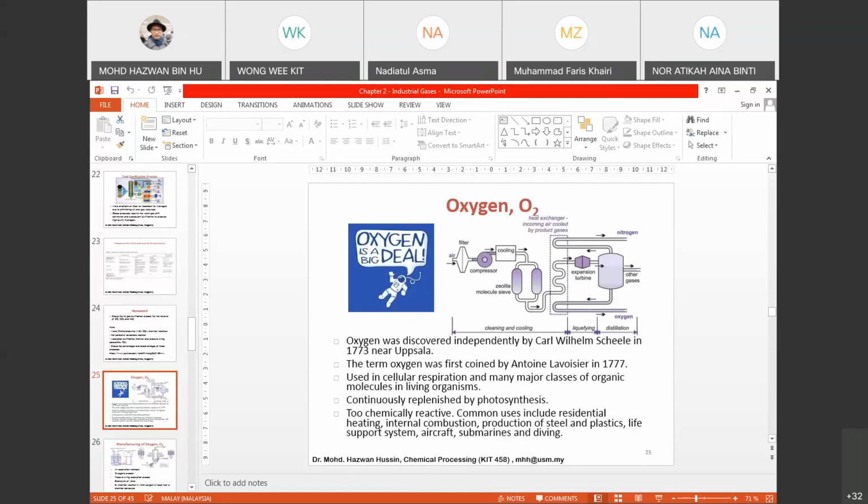I think in the next few chapters, chapter 4, you will learn about extractive metallurgy, and you will learn how you can produce steel. The process basically uses a lot of oxygen, in the smelting process and others. Oxygen is also used in life support systems, aircraft, submarines, and also diving.